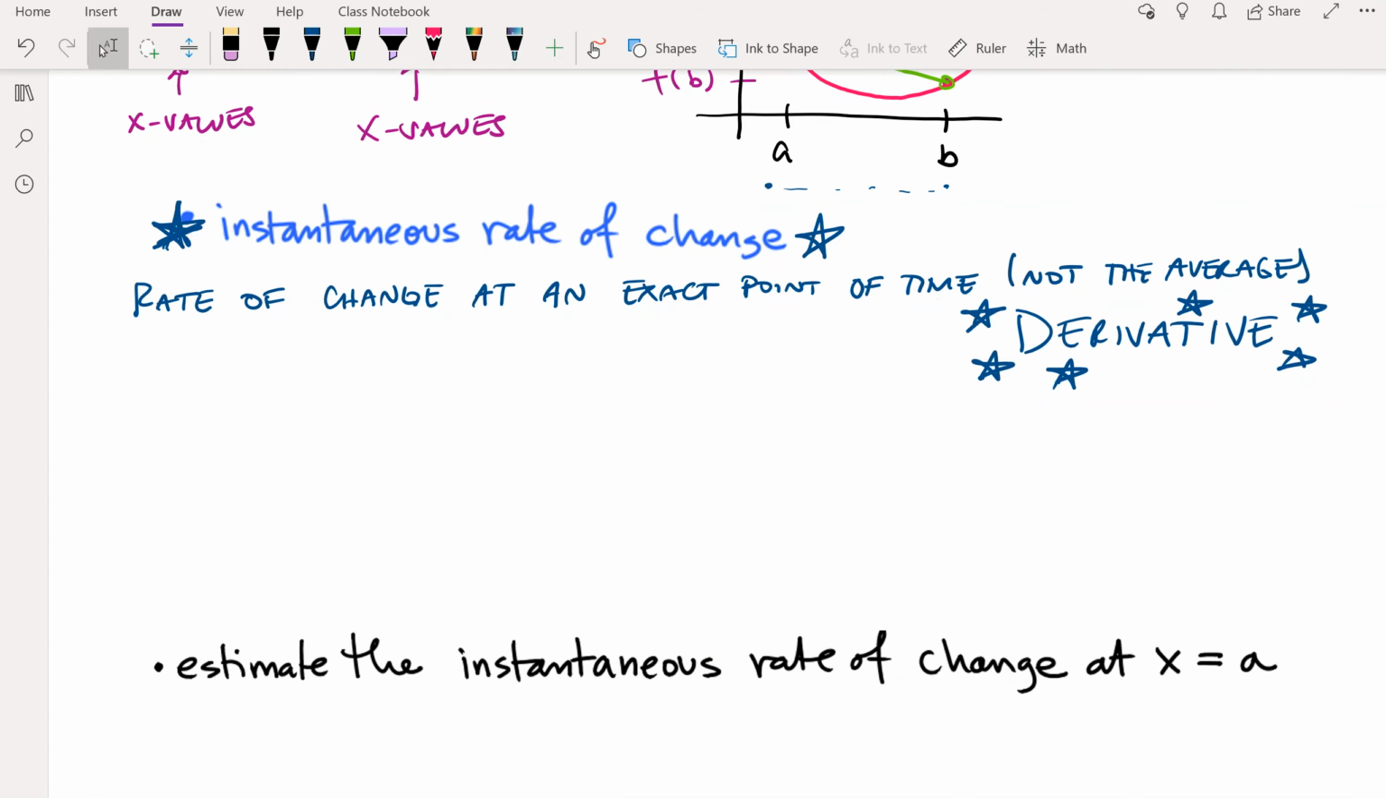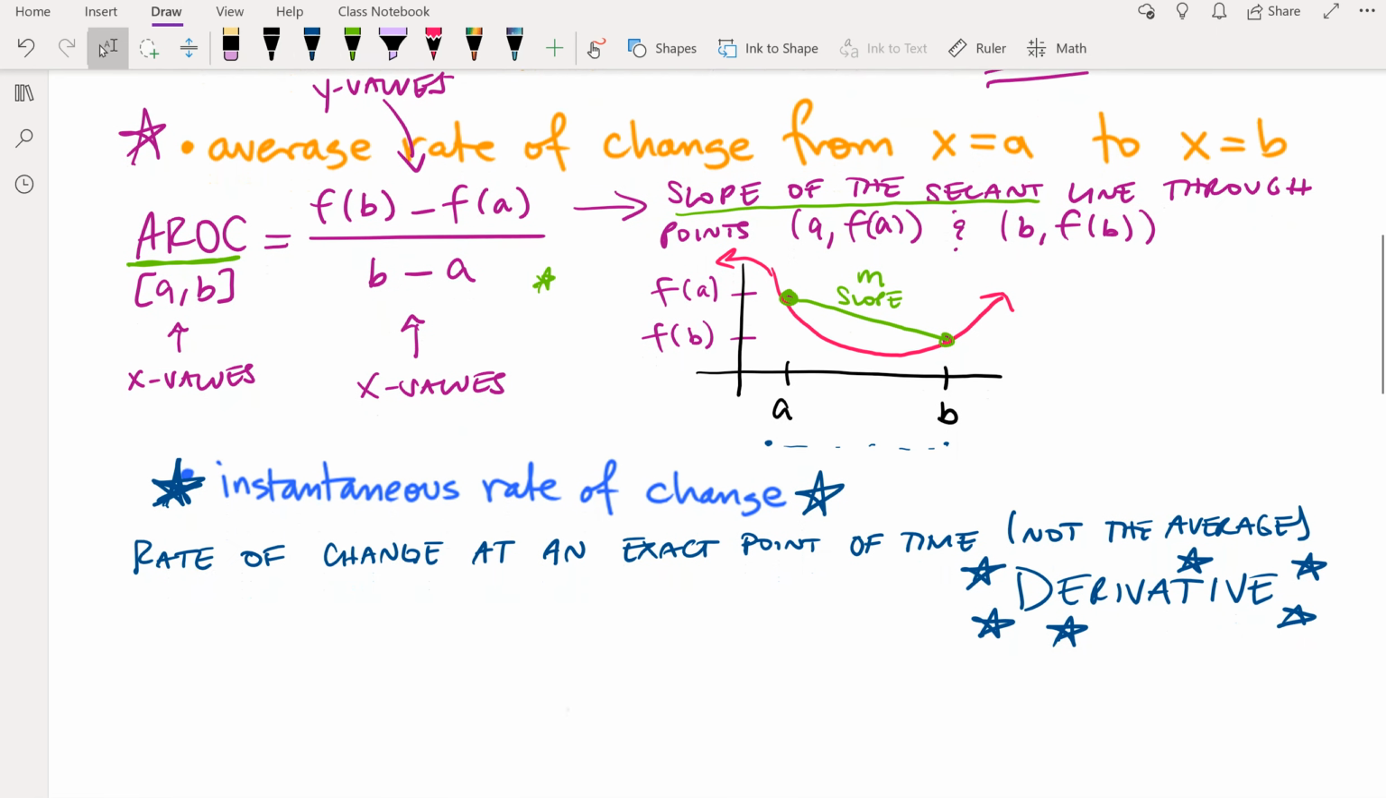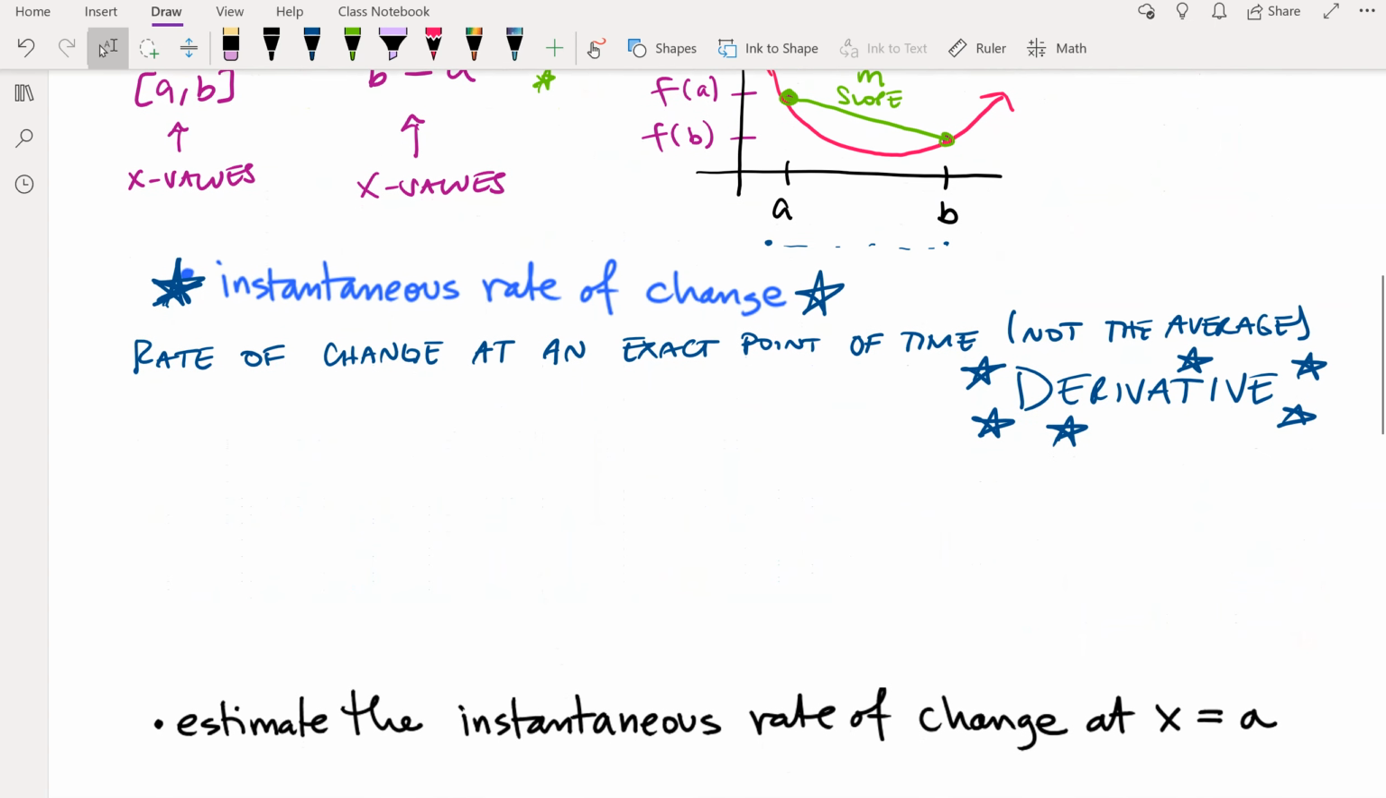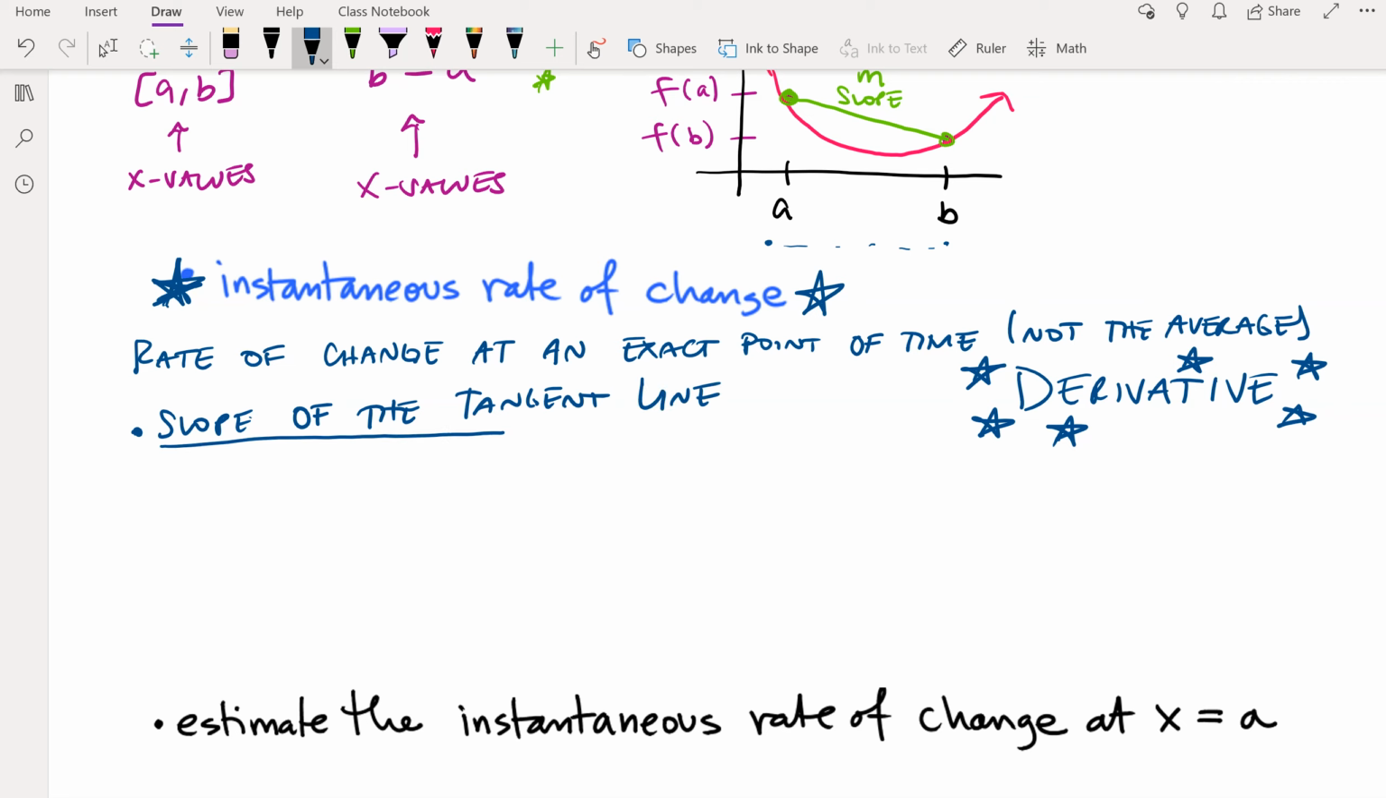Sorry about that. So, let's also make a note. So average rate of change was the slope of the secant line, right? Instantaneous rate of change, make a note. This is the slope of the tangent line. You need to know this. You need to know that the derivative is the slope of the tangent line. The derivative is the slope of the tangent line. It is also the instantaneous rate of change. We're just saying the same thing in different ways. Okay, so at a point.